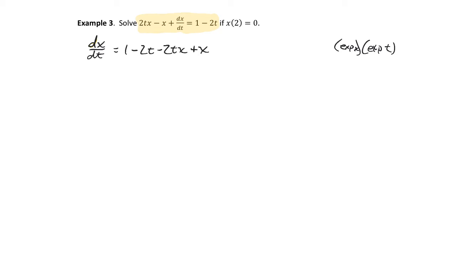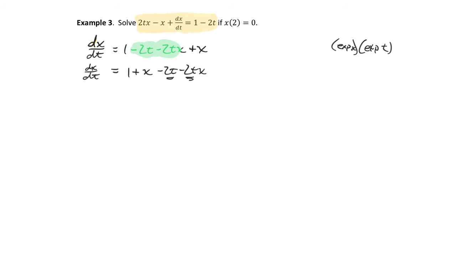Okay, so I start looking for other clues. Well, here's a clue to me. I have a minus 2t and a minus 2tx. So I'm going to group those guys together and literally do exactly that. I'm going to group them. I'm going to put the 1 plus x first. And then I'm going to put the minus 2t minus 2tx together. And then I have the 2t in common with both of those. So I'll factor it out. But since both are negative, let's factor that out as well.